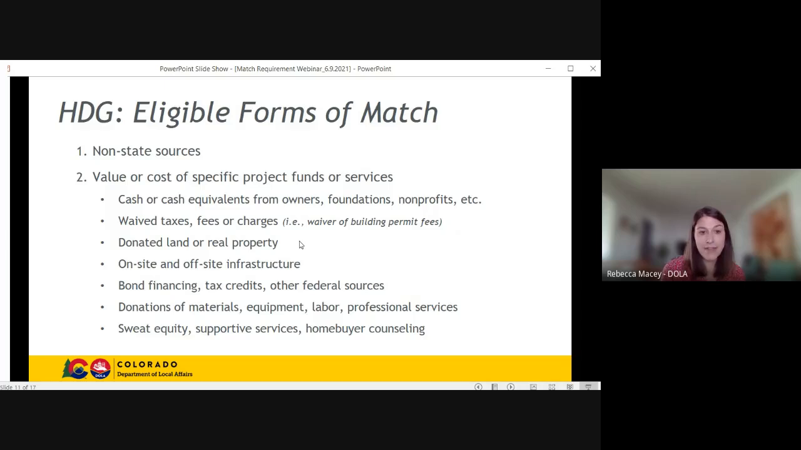Waived taxes, fees, or charges, donated land or real property, on-site and off-site infrastructure, bond financing, and tax credits, which is different from HOME because you can use federal sources, because they're non-state. Also, donations of materials, equipment, labor, and professional services. And then again, sweat equity, supportive services, or homebuyer counseling. In that last grouping, I remind you to make sure that they're non-state sources, because they have to qualify as being non-state.